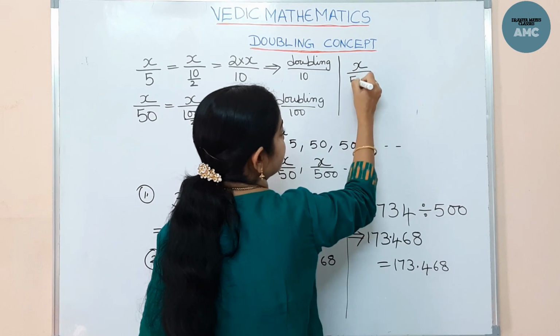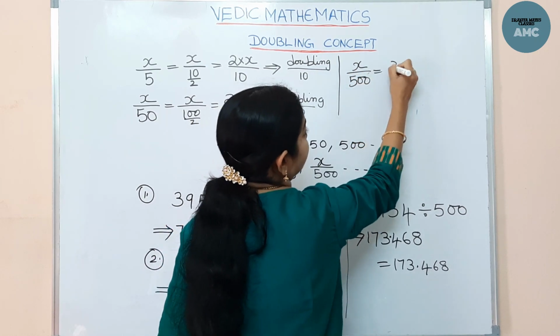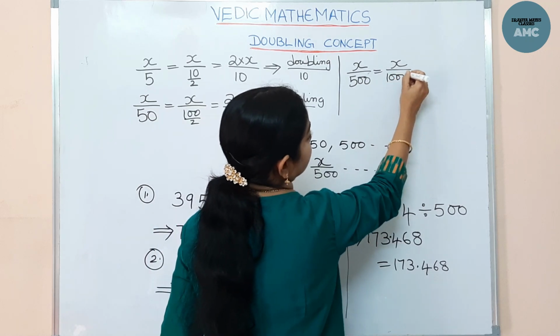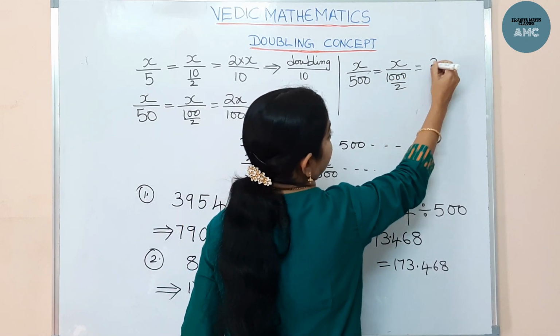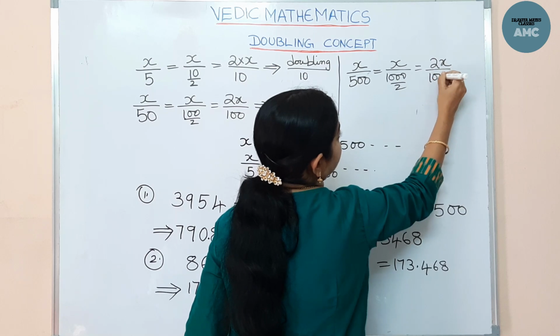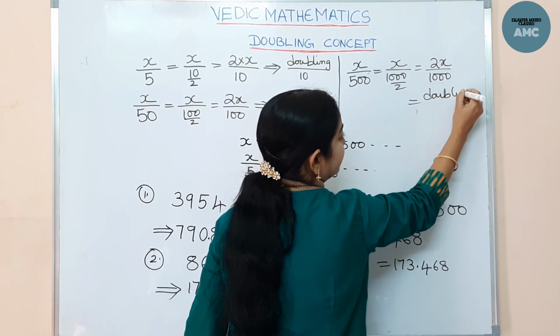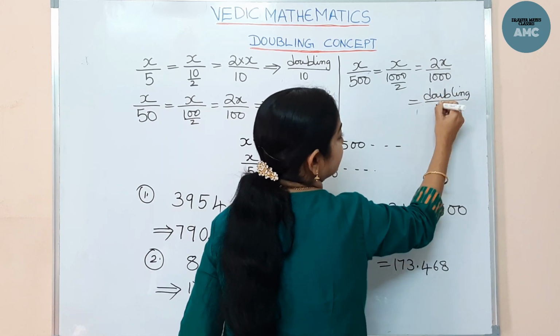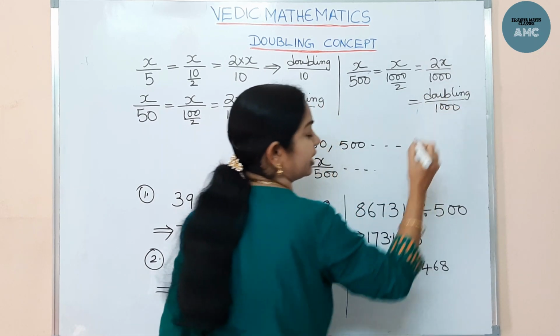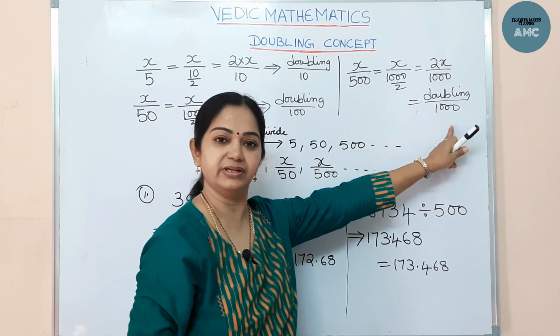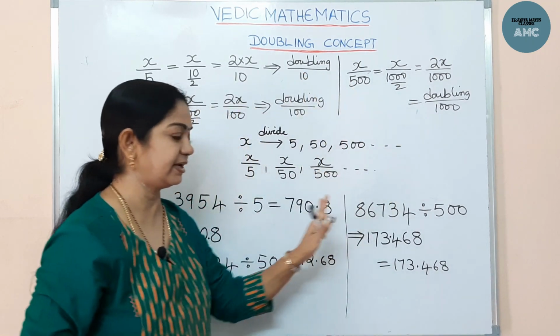The same way for 500 also we can see. The logic behind this I am telling you. 500 is nothing but 1000 by 2. So this comes up as 2x by 1000. 1000 means after 3 digits, isn't it? So doubling here, and after doubling, we are placing the decimal point after 3 digits. That means we are dividing by 1000. So the logic behind this is this.